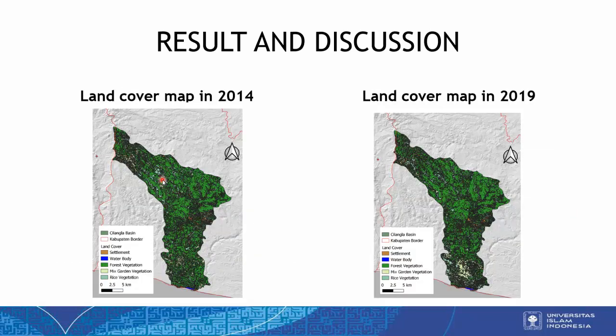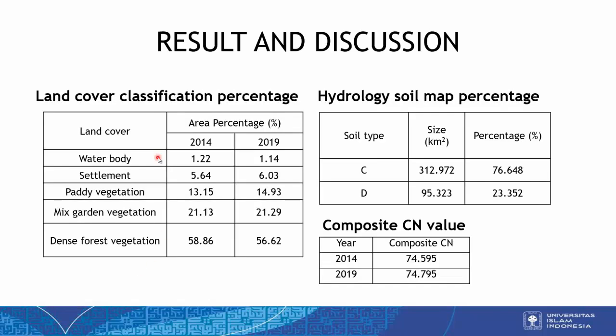This one, the land cover map from year of 2014 and 2019. The land cover was classified as settlement, water body, forest vegetation, mixed garden, and rice vegetation. We can see that the water body plummeted from 1.22 into 1.14. The settlement also rose slightly. Maybe this is the source of the flood. And then the paddy vegetation also increased from 13.15 into 14.93. The mixed garden vegetation rose from 21.13 into 21.29. Then forest vegetation shrank from 58.89 into 56.62.